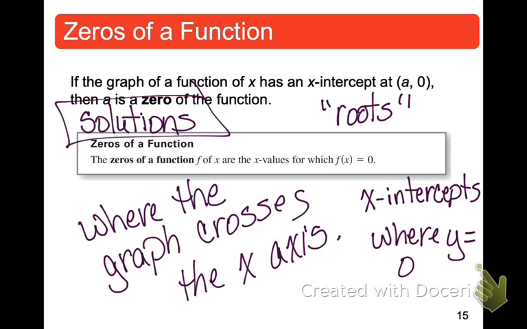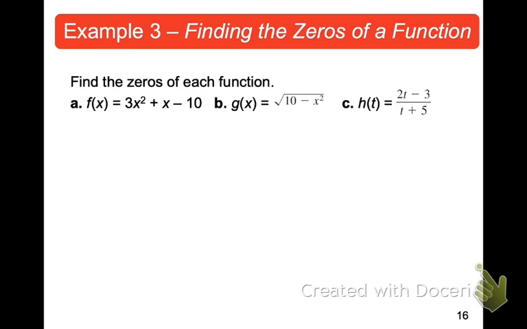Okay? Are we ready? Can I move to the next? Okay. So we're going to do all three of these. 3x squared plus x minus 10. We're going to do g of x equals square root of 10 minus x squared. And then we're going to do 2t minus 3 over t plus 3.